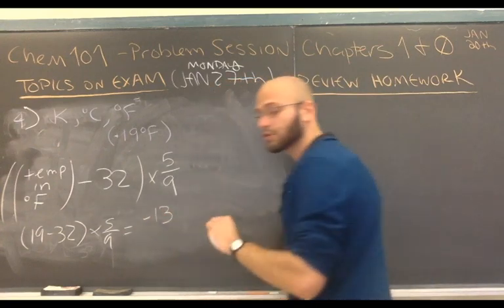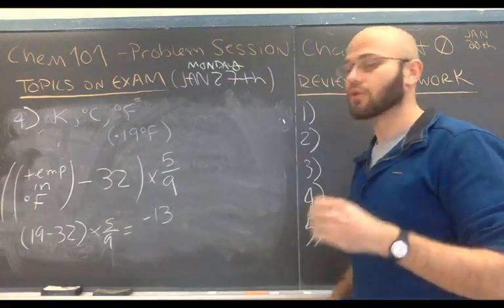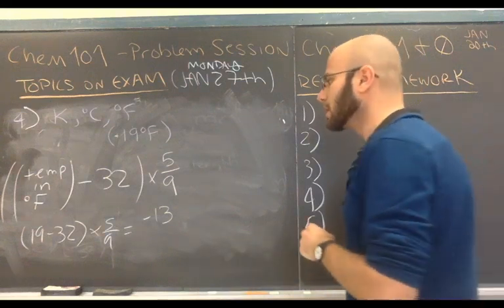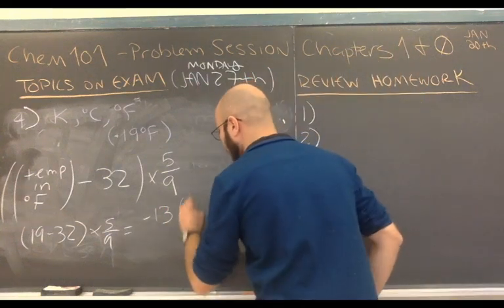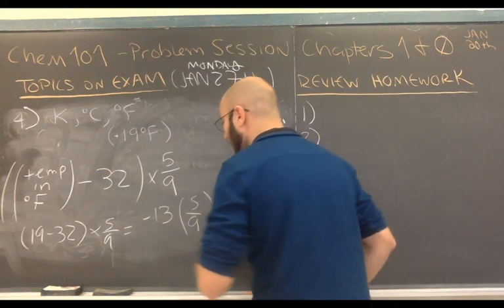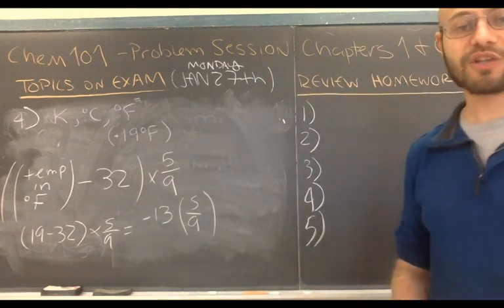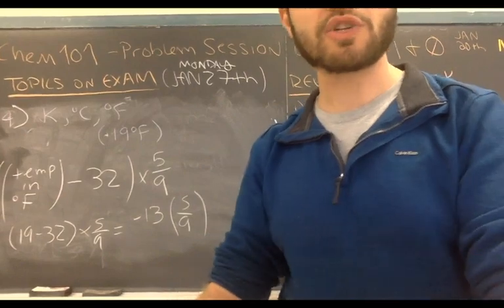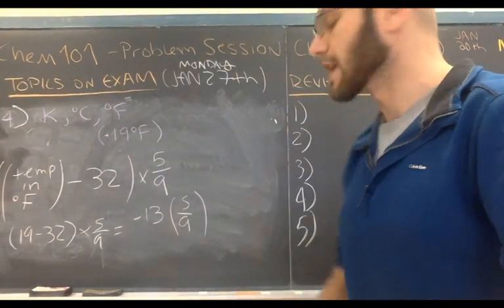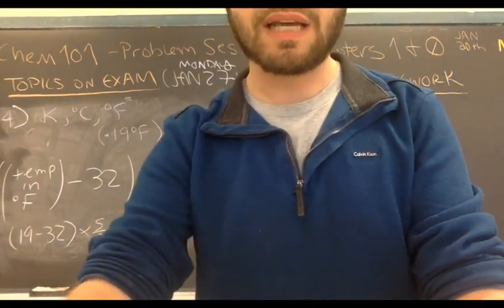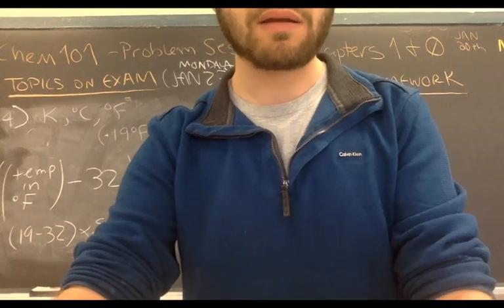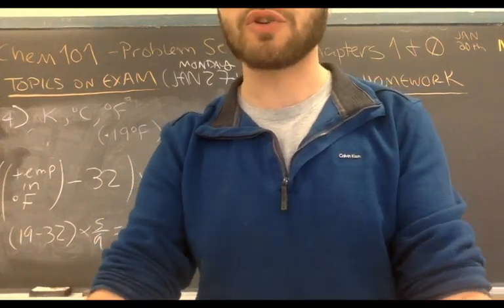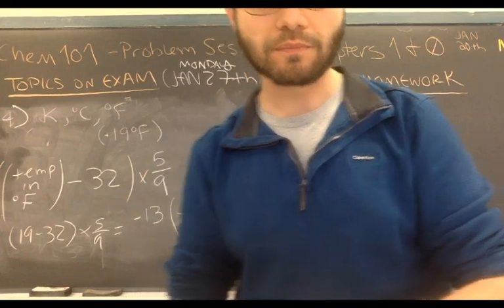You are more than welcome to do all of this on your calculator, though the more you do it, the more comfortable you'll be doing it on your own. I'm going to double check my math, as I would suggest you do, especially if you're doing it in your head. So we have negative 13 times 5 divided by 9. I really love putting this straight into Google. It does the math for you.